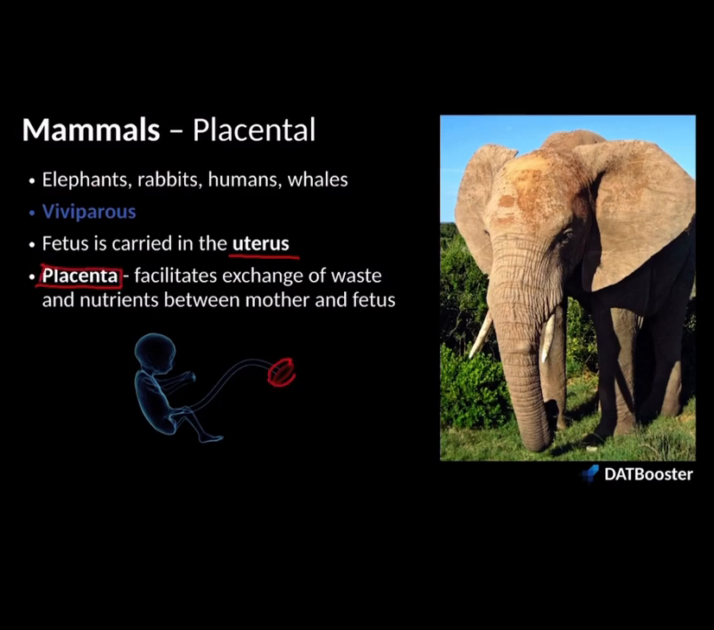Now a placenta is going to facilitate the exchange of the waste byproducts from the fetus to the mother, as well as nutrient exchange from the mother to the fetus. So a typical nutrient could be oxygen, for example. So the mother is actually breathing not only for her body and her tissues, but for her child as well. And this is all due to the presence of a placenta.